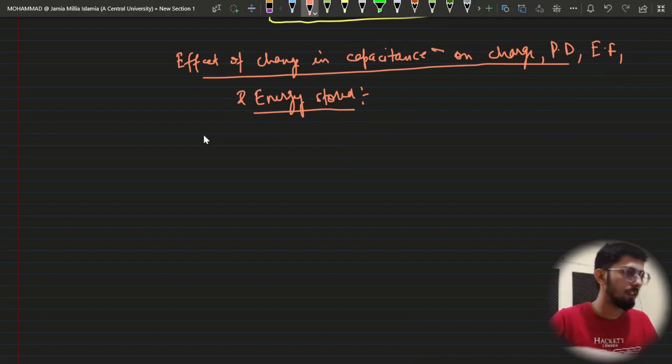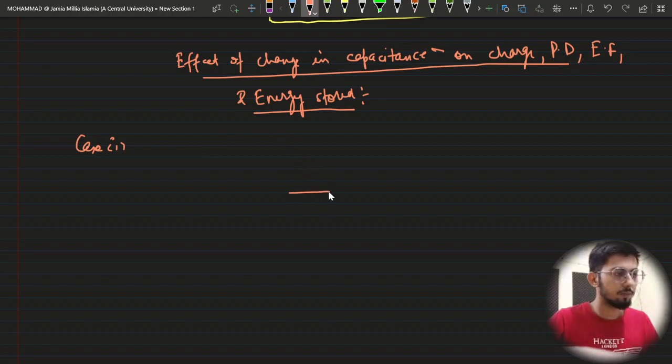For this, we will take two cases. So, case 1: suppose we have a capacitor of value C and a battery of voltage V connected to it.